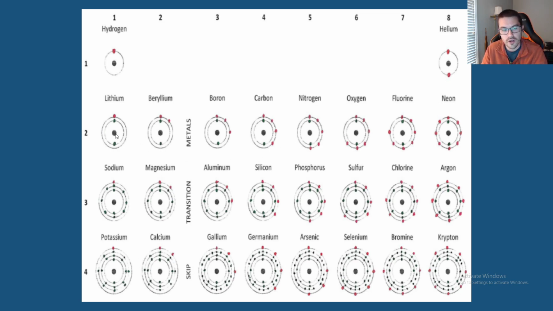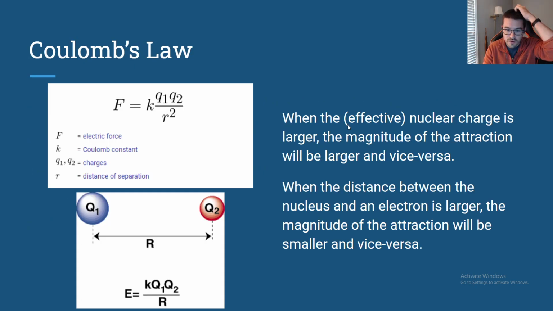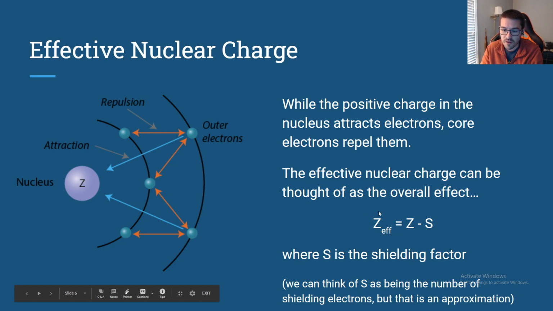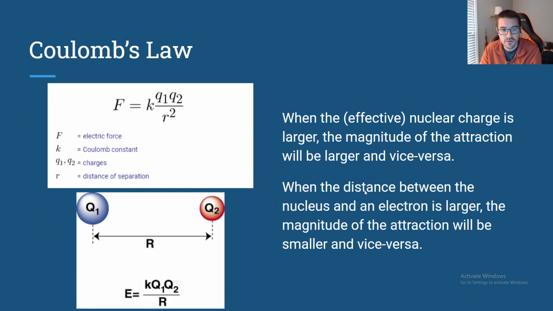So the general trend, once again, is that as you go from left to right, the number of protons is increasing, the distance isn't really changing, and so the overall effective nuclear force is increasing. Okay, and once again, just to bring things back to this equation, let's say S is just the number of shielding electrons. Check this out. The effective nuclear force is equal to the number of protons minus the shielding electrons.